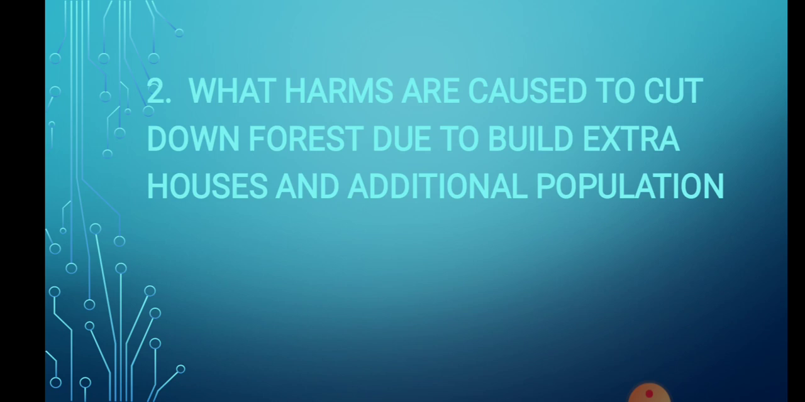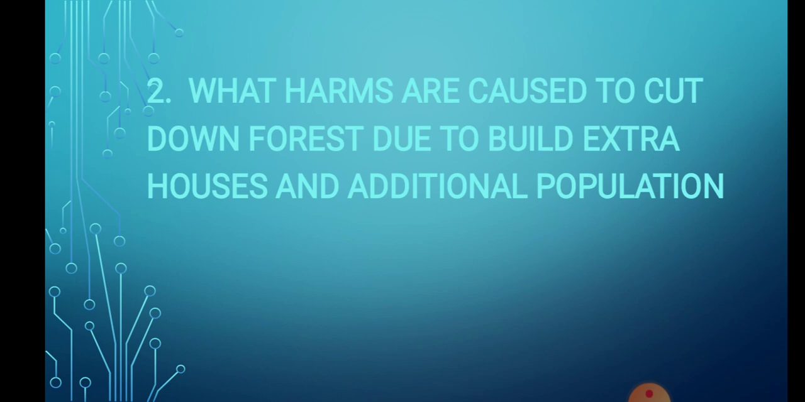If we cut down the forest, the soil will not retain enough water. As a result, if rain happens, the soil will not retain enough water, and then there is a chance of flood. So lots of problems will happen if we cut down the forest to make additional houses and additional facilities.